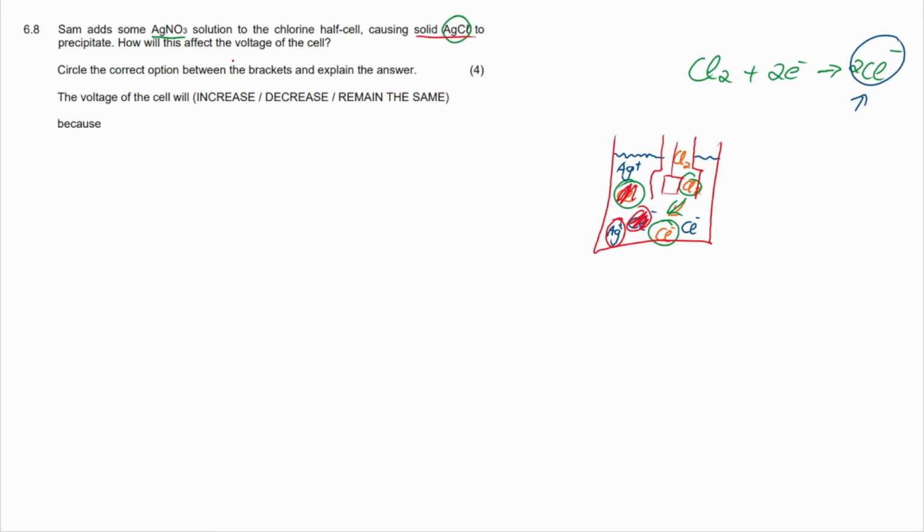So the voltage now is actually going to increase. The voltage of the cell will increase, and it's easier, right? Obviously we're going to be careful with our wording, but the main idea is we're getting rid of those chloride ions. So we're going to talk in chemistry now, saying that the chloride concentration decreases. Chloride concentration will decrease, and we know it's decreasing because it's pairing up with that silver to form a precipitate.